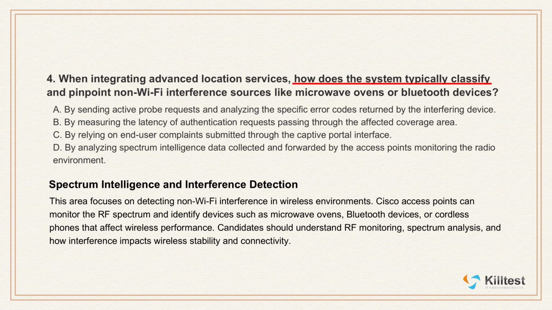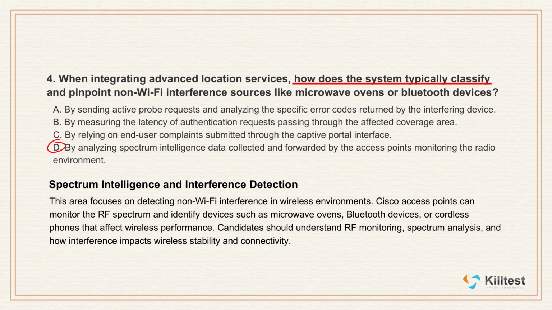I just find it so funny that heating up lunch in a microwave can disrupt enterprise Wi-Fi. Do the access points basically act as environmental radar? That's exactly what they do, which makes option D the correct answer. They use spectrum intelligence. They continuously monitor the raw RF environment and send that data to a central platform to pinpoint the interference patterns. Oh, so they're looking at the actual waveform.